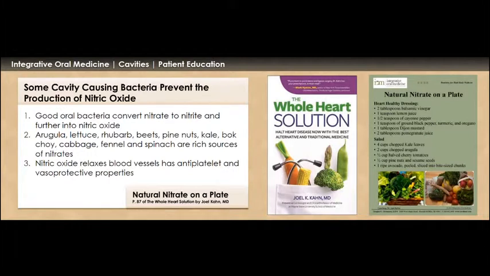But Dr. Kahn, who's a local physician in the Detroit area, has a book, The Whole Heart Solution, and he's a vegan and a vegetarian. And so we encourage our patients, and many disease entities, to move more to a plant-based, low animal intake diet. And he actually has a recipe in his book on how to load nitrates on a plate with all vegetables. It's a nice thing. Patients enjoy that.